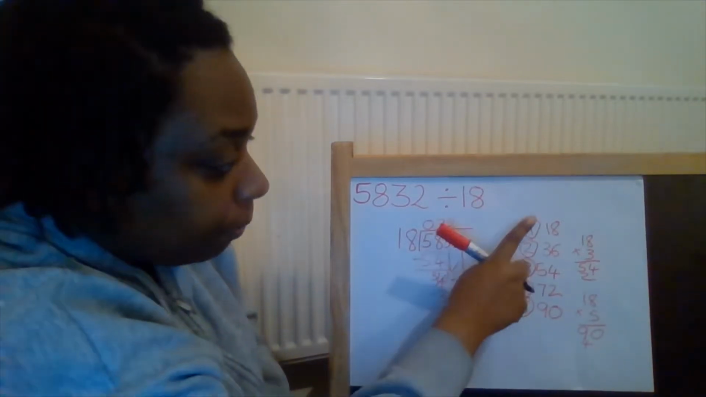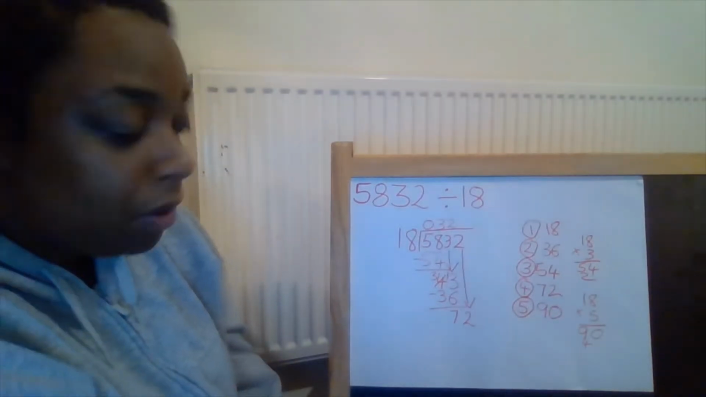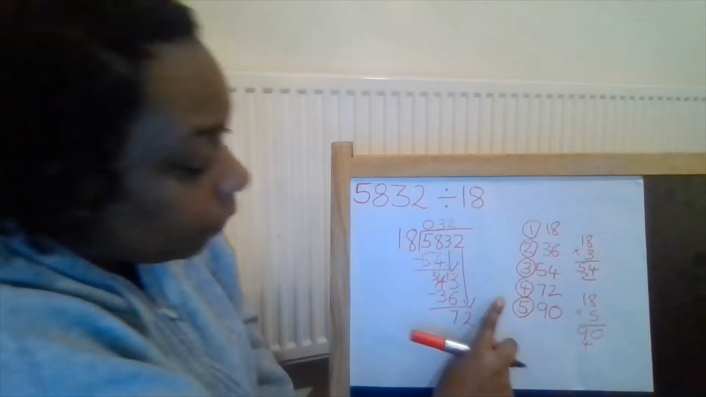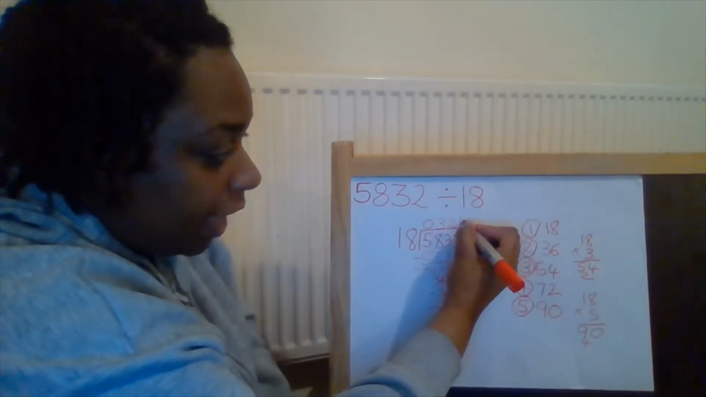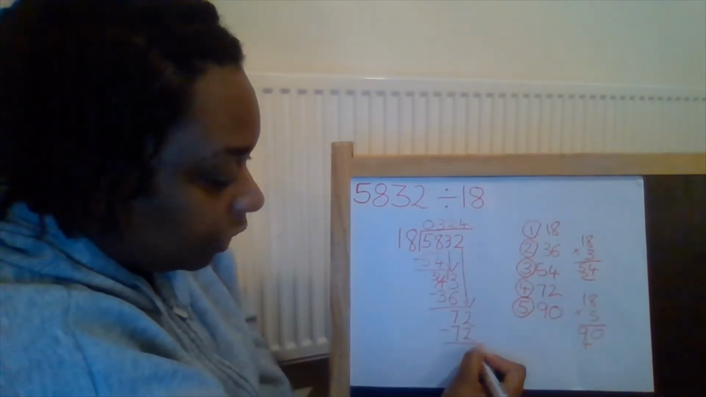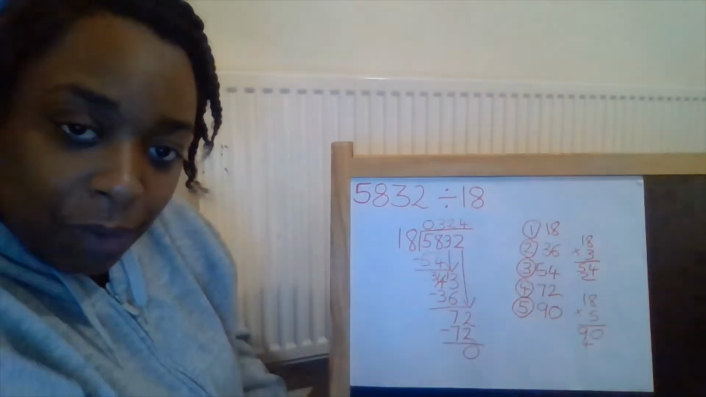So then I go back to my multiple list, and I notice I've actually got 72 in my working out, which means I know I'm not going to have any remainders in this problem. So then we're going to take away that multiple. So we're going to take away the fourth multiple, remembering to write that 4 at the top, and we're going to take away 72, which we know is going to leave us with 0. And that means I can't go any further, and I've worked out the answer.